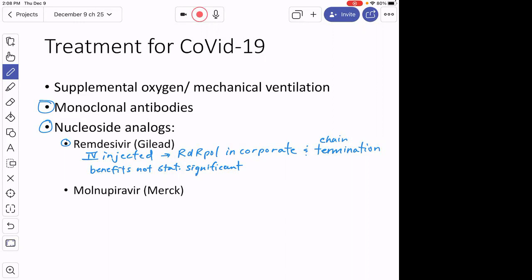Okay, so let's see if I can write that a little bit more succinctly. We'll just say mutations accumulate.